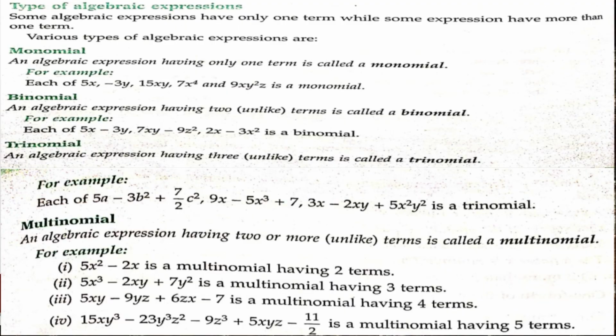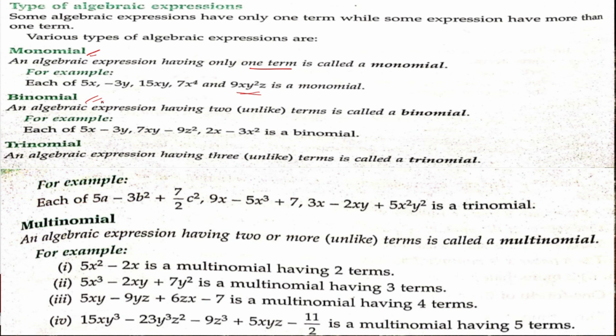The types of algebraic expression. Monomial. A monomial is an algebraic expression having only one term, like 5x or minus 3y or 15xy or 7x to the power 4 or 9xy square z.